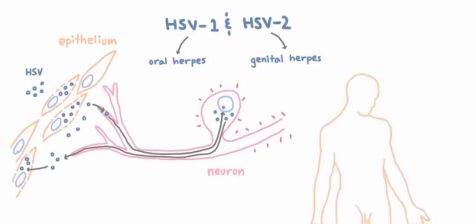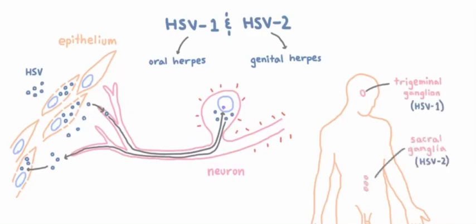And it turns out the reason is HSV1 is good at establishing latent infection in the trigeminal ganglia, while HSV2 prefers the sacral ganglia, which innervate the genitals. But now, if you've been really paying attention, you might have an objection. The ganglia are only involved in the recurrent infection, not the primary infection. So does this logic apply to the primary infection? And in fact, it does not.